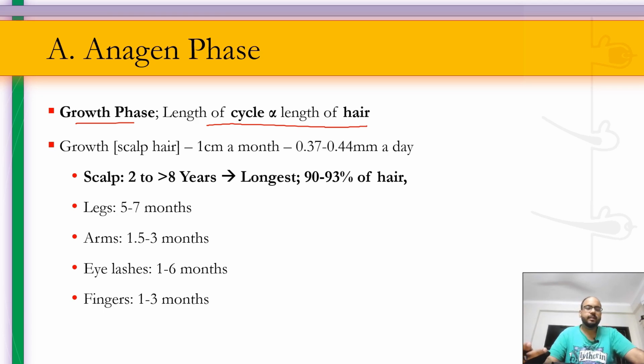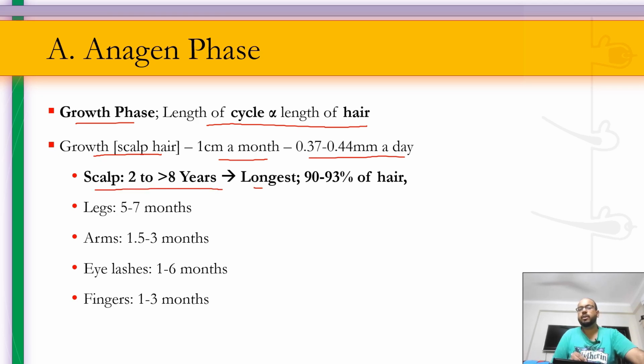That is why drugs like minoxidil, which increase the duration of the anagen phase, promote hair growth. Maximum growth of hair will be there in the anagen phase. So growth rates, for example, for scalp hair is about a centimeter a month, or 0.37 to 0.44 millimeter a day. Clear? Now in the scalp, the anagen phase lasts for about 2 to more than 8 years.